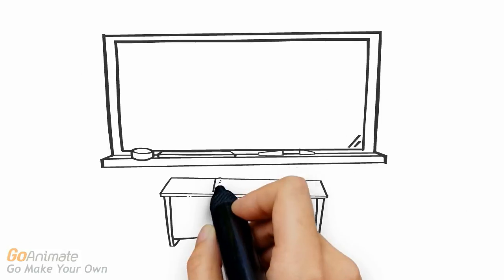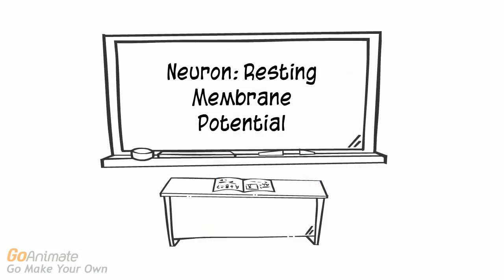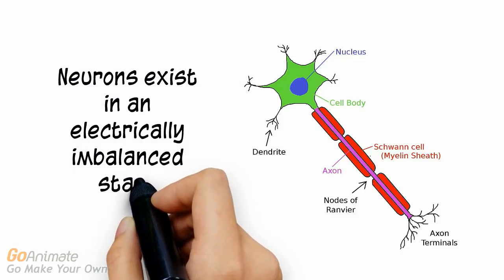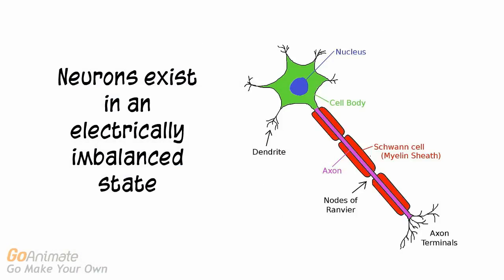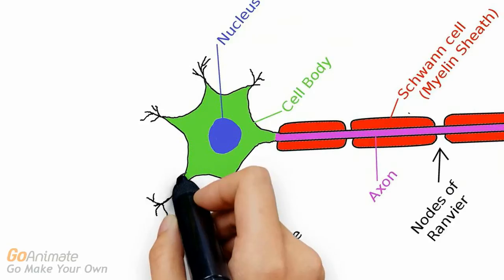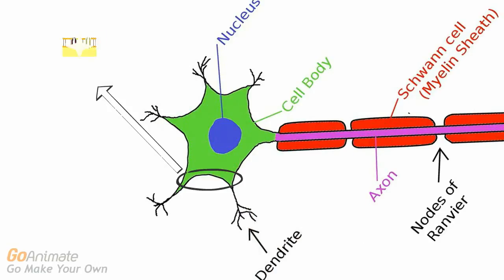Let's learn about the neuron's resting membrane potential. Neurons exist in an electrically imbalanced state. This occurs because of the number of positive and negative ions inside and outside of the cell. Let's take a look at the neuron's cell membrane to learn more.